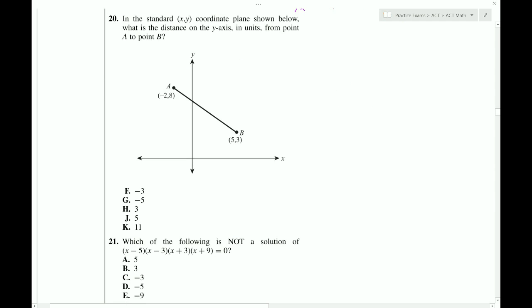In the standard coordinate plane shown below, what is the distance on the y-axis in units from point A to point B? So the y-axis distance is just the change in y. The y-coordinate here was 8, the y-coordinate here is 3. So that is a change of 5 units. So I would certainly choose either J or G, right? Since it says from A to B, I would say minus 5 would probably be a better choice. We'd have to go down 5, right?